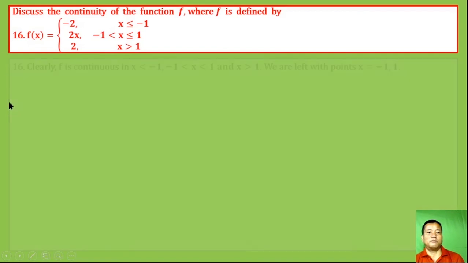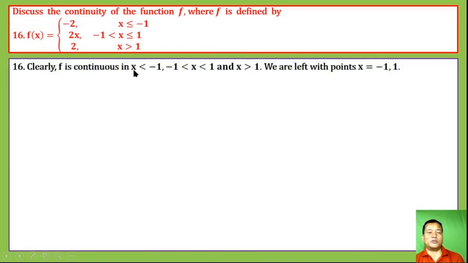Number 16. Clearly f is continuous in x less than -1, x lying between -1 and 1, and x greater than 1. We are left with points x equal to -1 and 1 to test.